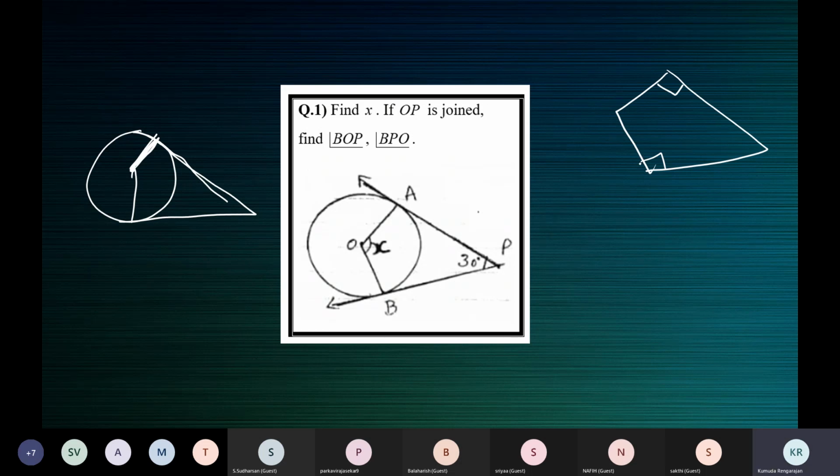So 360 is made up of two 180s. 180 plus 180 is 360. So of 360, this is 180. The sum is 180 already here, these two opposite angles. So the sum of these two angles also should be 180. So then the total will be 360.